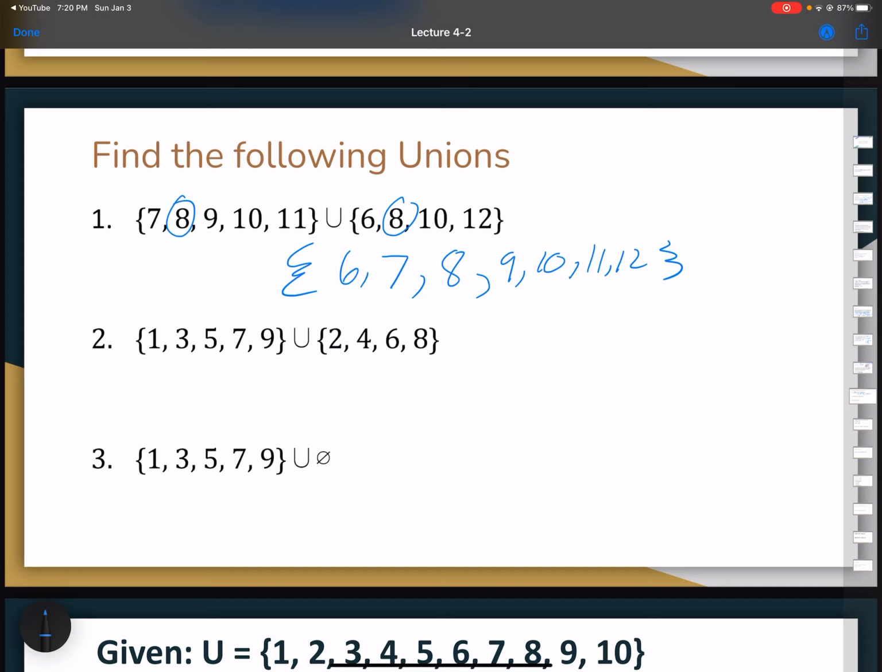In the next problem, we have the numbers 1, 2, 3, 4, 5, 6, 7, 8, 9. So if we union them together, we're just going to have 1 through 9. I'll write it a little sloppy. And then in number 3, when we union something with the empty set, it means we're putting these elements together with these elements. Well, there is nothing here, so we just end up with 1, 3, 5, 7, 9. So the union of a set with the empty set ends up being itself.